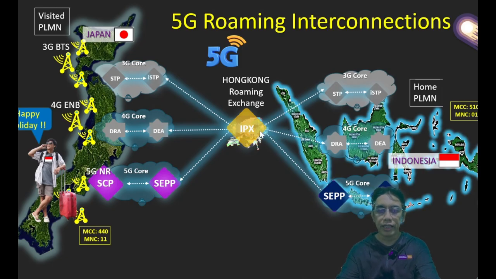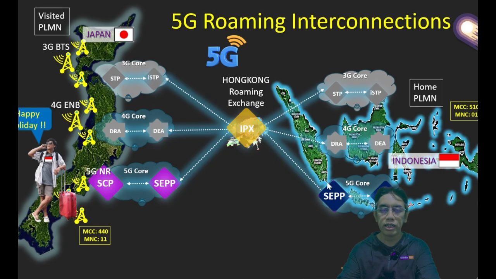In 5G, we have the network nodes called SCP, or Service Communication Proxy, and SEPP, or Security Edge Protection Proxy, which are interconnected via roaming intermediaries, in this case IPX, or it could also be roaming hub operators.